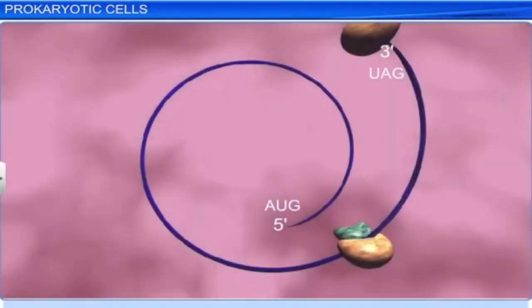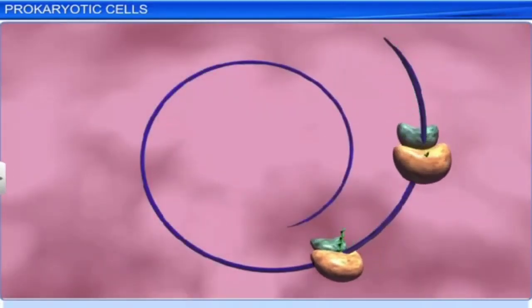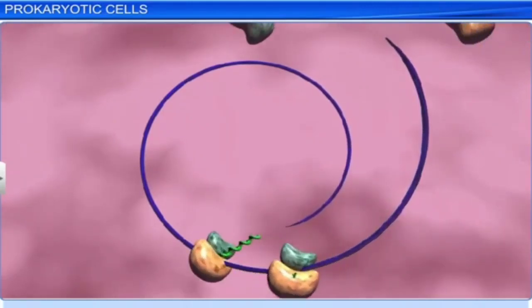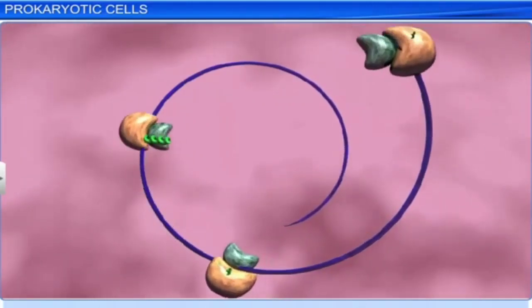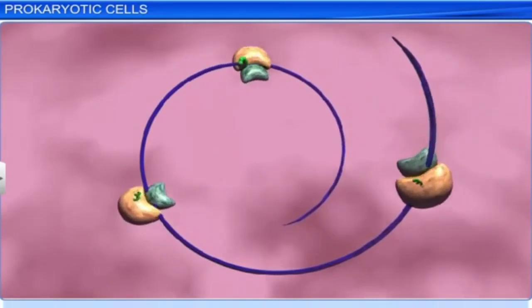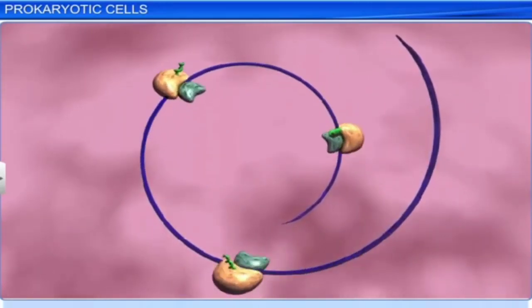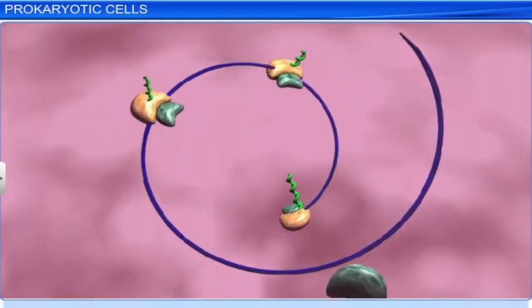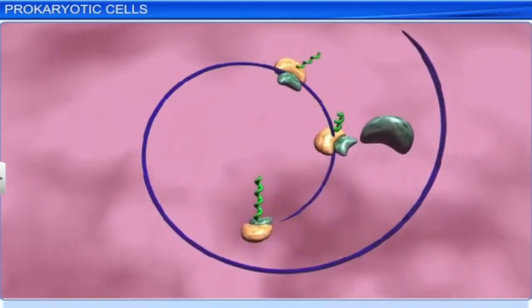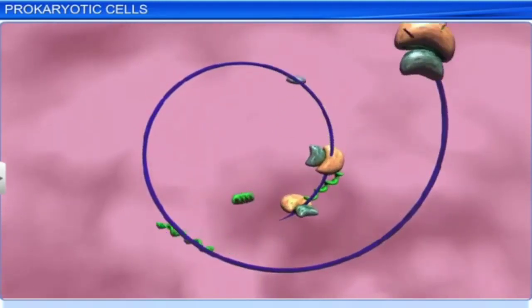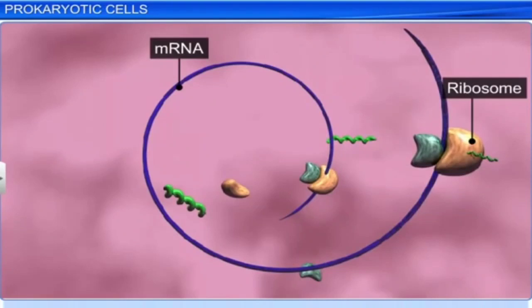These ribosomes attach to a single messenger RNA, a type of RNA that aids in protein synthesis, forming a chain called a polyribosome or polysome, and ultimately translate messenger RNA into proteins.